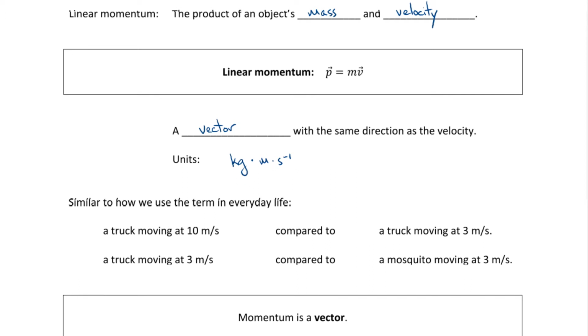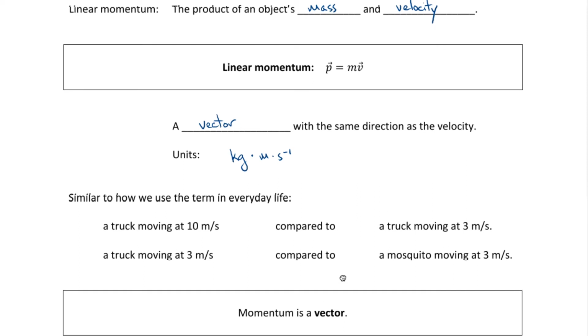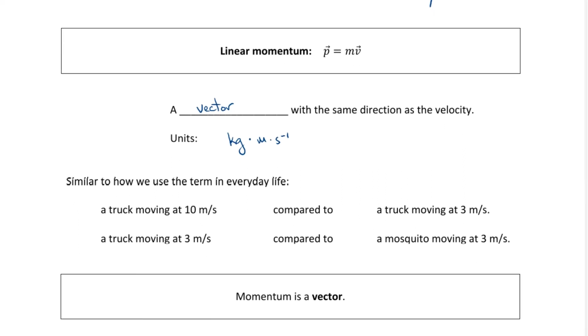And we use the term momentum in physics very similarly to how we use it in everyday life. If we were to think about a truck moving at 10 meters per second or a truck moving at 3 meters per second, the truck moving at 10 meters per second has more momentum because it has greater velocity. And if we think of a truck moving at 3 meters per second compared to a mosquito moving at 3 meters per second, the truck moving at 3 meters per second has more momentum because it has a greater mass.